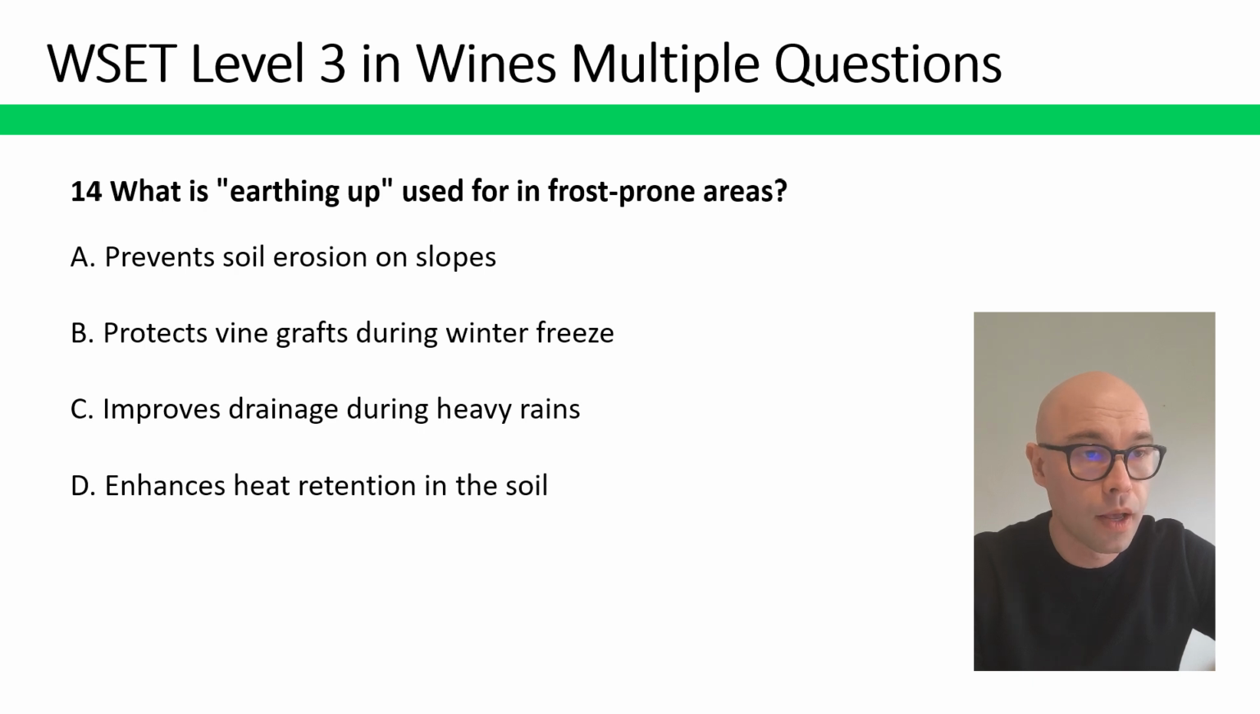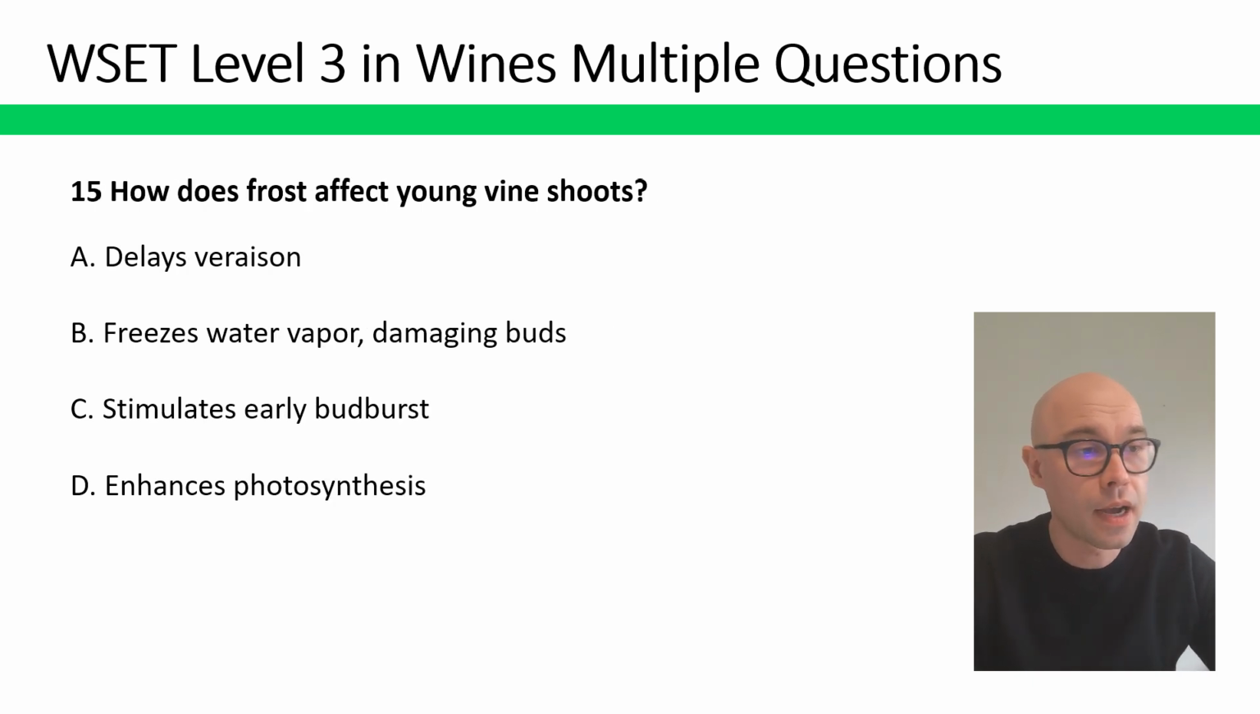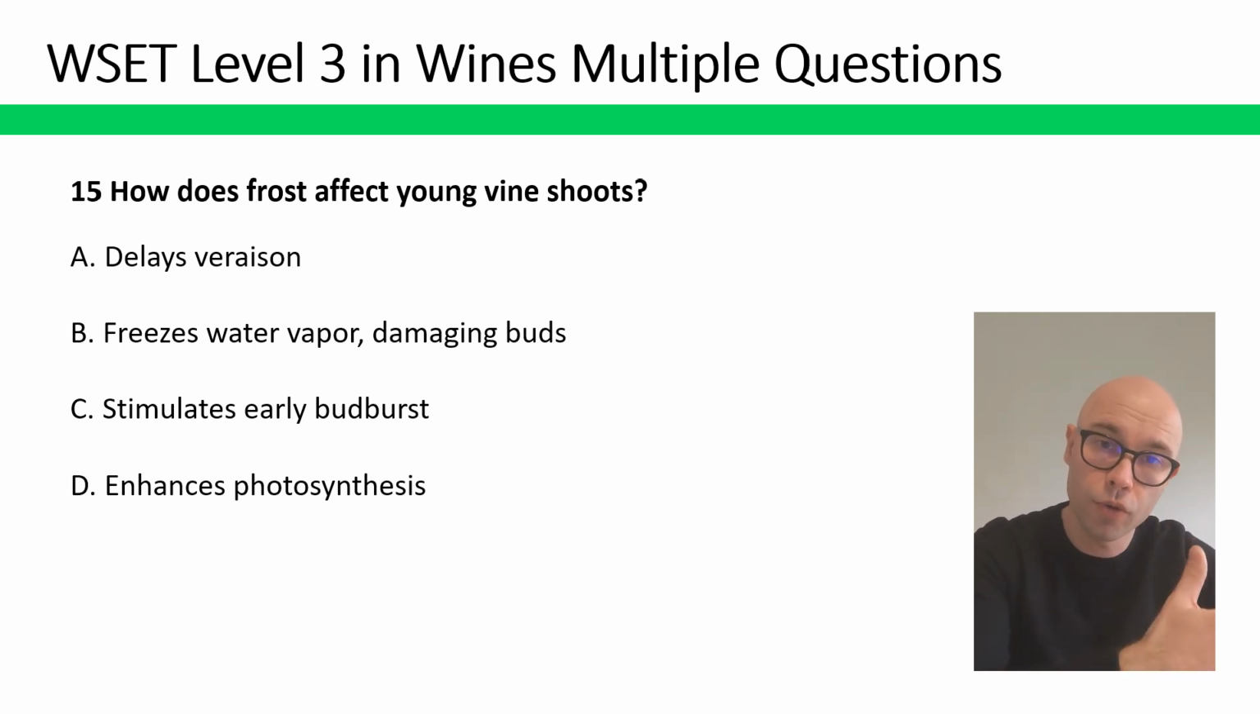How does frost affect young vine shoots? Delays veraison, freezes water vapor damaging buds, stimulates early budburst, enhances photosynthesis. The correct answer is B. Freezes water vapor, basically damaging buds, which are future fruit.